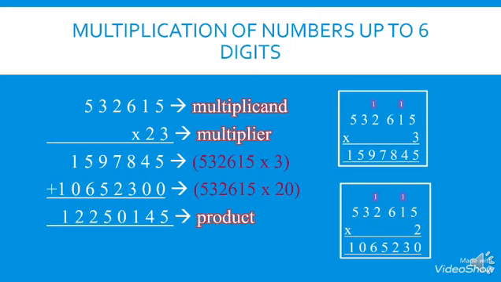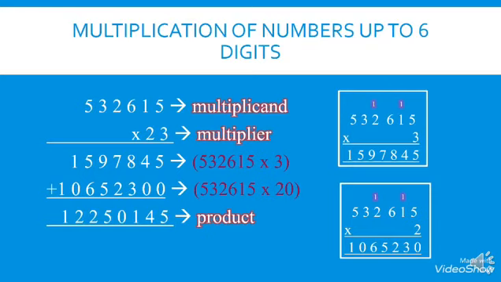9 plus 5 will be 14, plus 1 will be 15. We will write 5. 1 will be carry. 6 plus 5 will be 11, plus 1, 12. We will write 2. 1 will be carry. And 1 plus 0 will be 1, plus 1 will be 2. And 1 as it is.